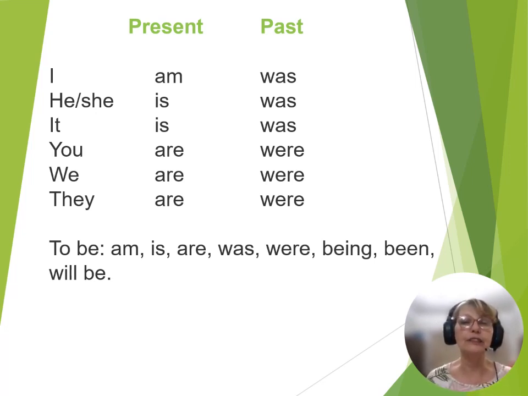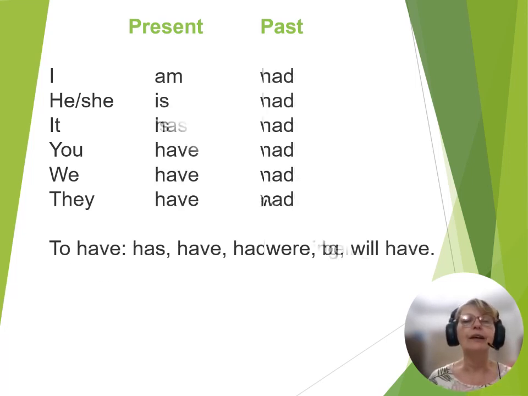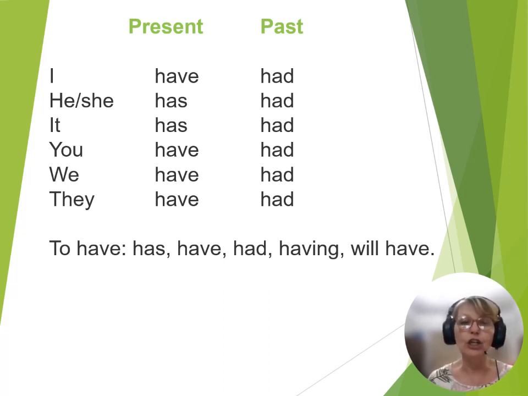And you know, in the past we will use was and were. The verb to have is I have, he has, it has, you have, we have, and they have. And in the past tense, had.